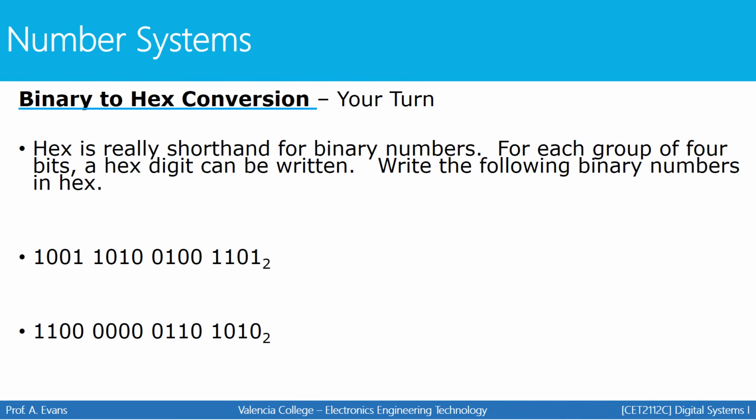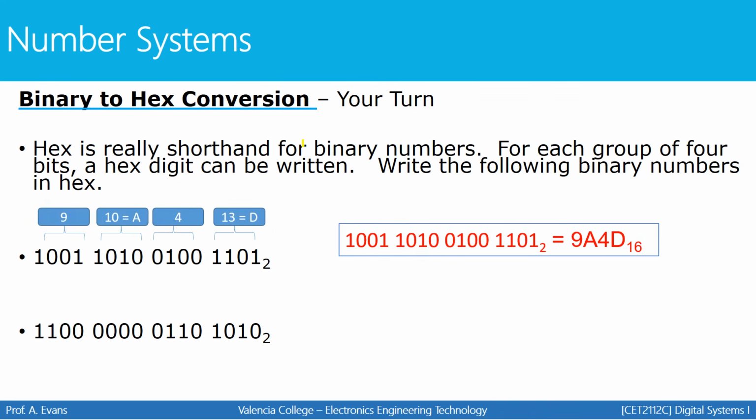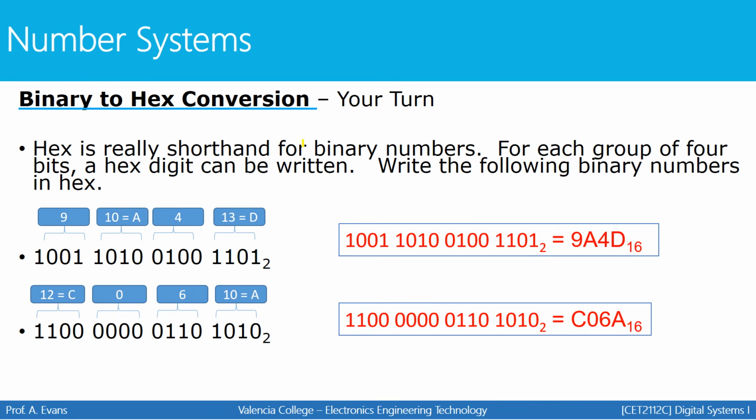Here's your turn to try this out. Remember, you're going to take each group of 4 digits, convert that to decimal, and if it's a number bigger than 9, write each digit as a hex digit. So try these out on your own and make sure you get it. And here are the solutions. We have 9A, 4D, and C06A. These are your hex equivalents for these binary numbers.